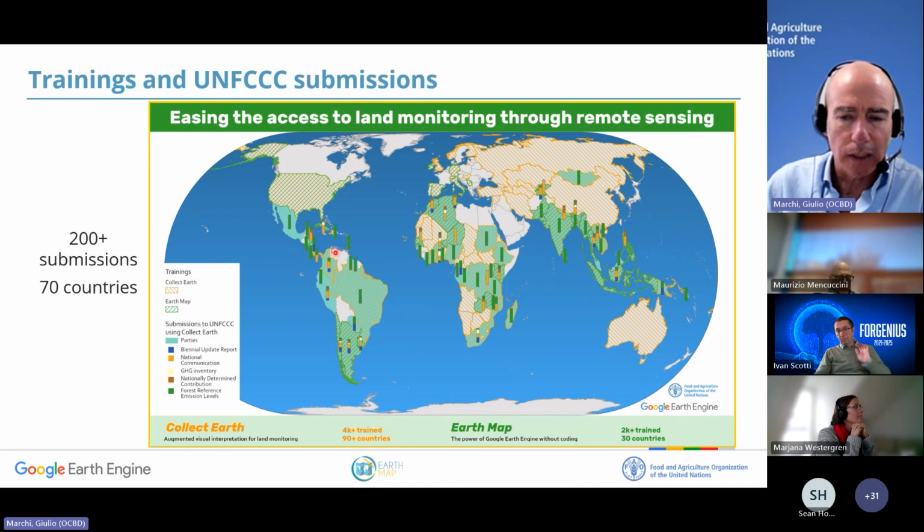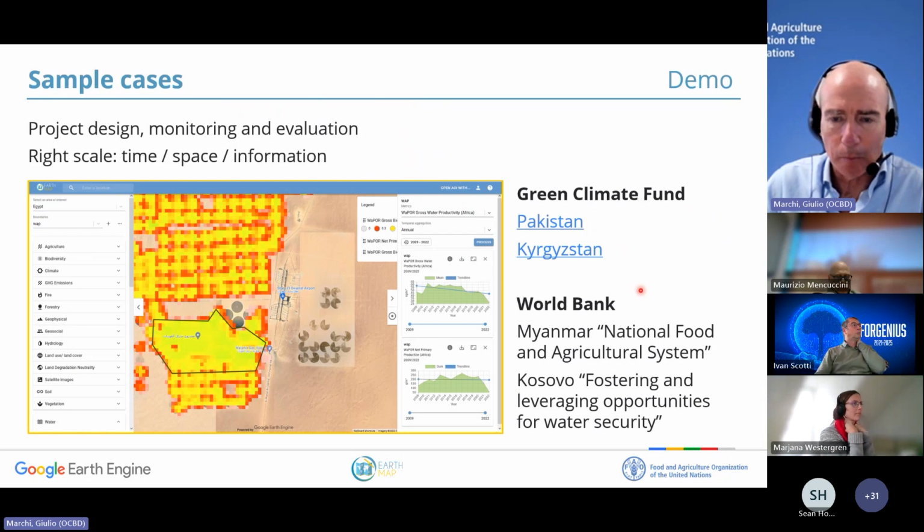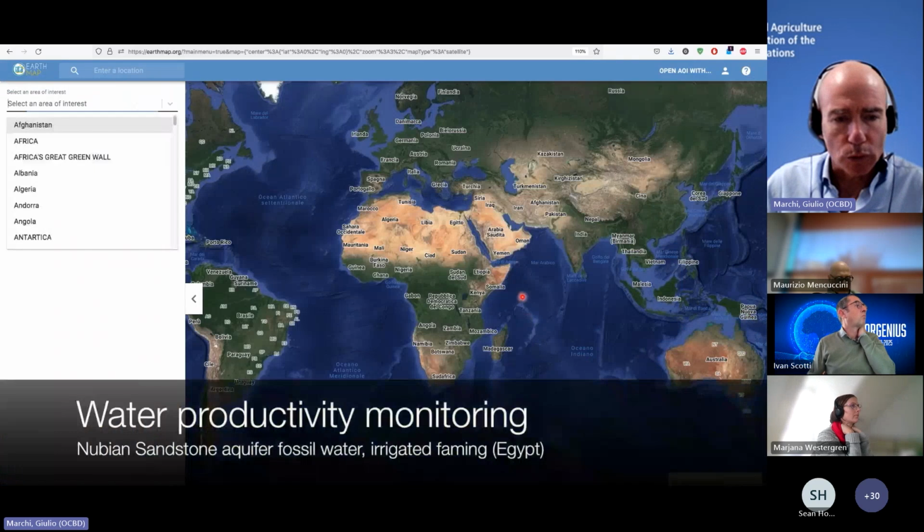Now, we have held several trainings around the globe, and we've been supporting, as I was saying, several large project designs, institutions, but also the submissions to the UNFCCC, especially with Collect Earth. We have been supporting the design of large Green Climate Fund projects, the FAO ones for Pakistan and Kyrgyzstan, and also activities from the World Bank, projects from the World Bank in Myanmar and Kosovo.